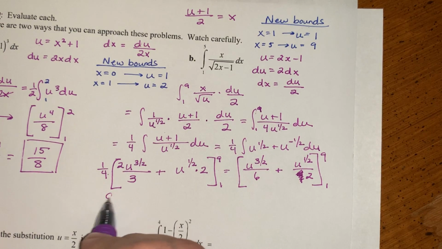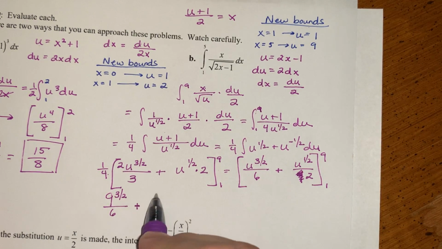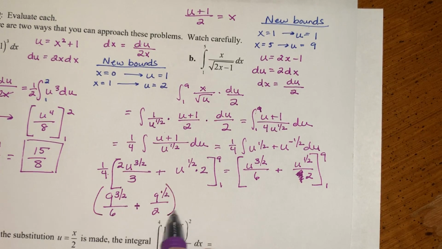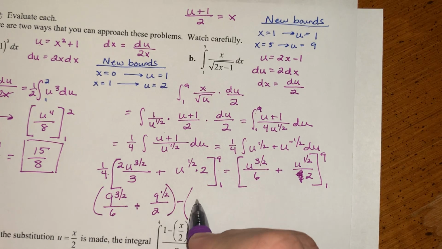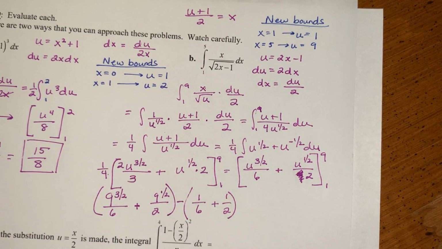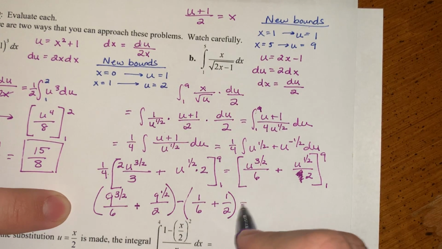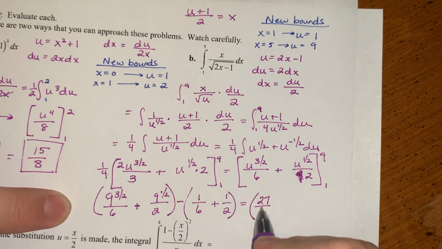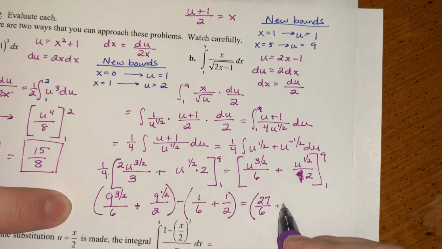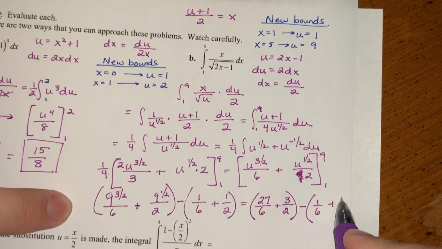So if I plug in 9, that's like saying 9 to the 3/2 over 6 plus 9 to the 1/2 over 2. Then all of that minus 1/6, because 1 to any power is just going to be 1, plus 1/2. So 9 to the 3/2. I can do 9 to the 1/2 first and then cube it, right? So 9 to the power of 1/2 would be the square root of 9, which is 3. 3 cubed is 27. So this will be 27 over 6. And then 9 to the 1/2, that's the square root of 9, so 3 over 2, minus 1/6 plus 1/2.